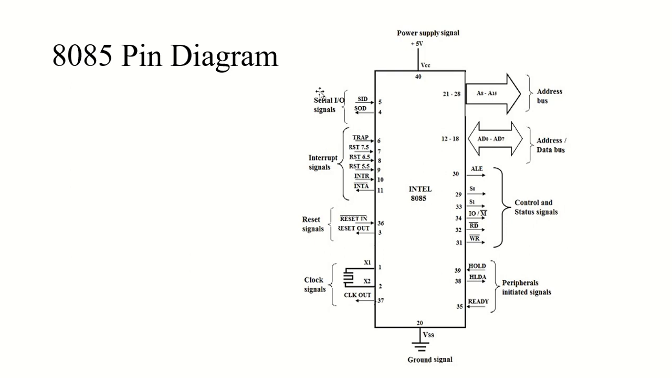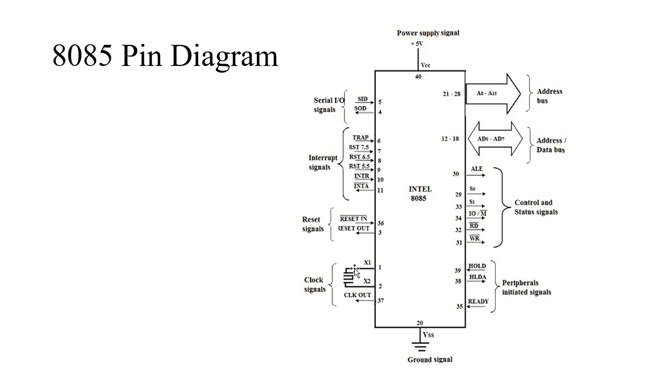After serial, we have the simple clock and power signals. Clock signals are X1, X2 and clock out. X1 and X2 are the input signals which are connected to the crystal, LC or RC network. As you can see here, they are connected to LC or RC network. The X1 and X2 pins drive the internal clock generator circuit.